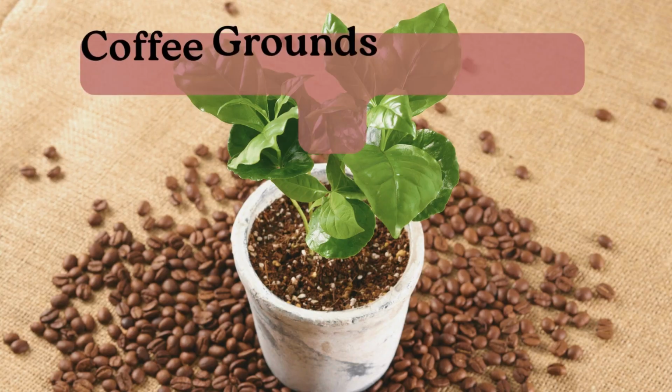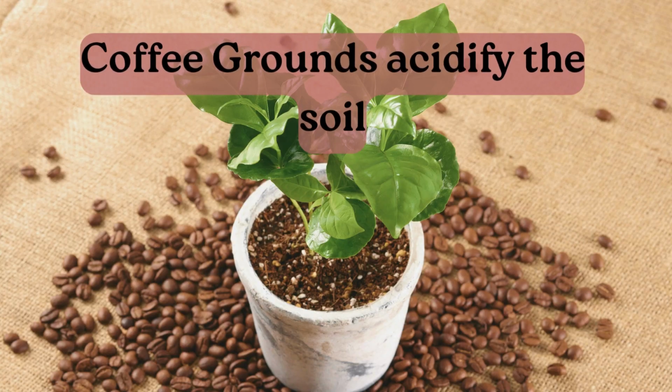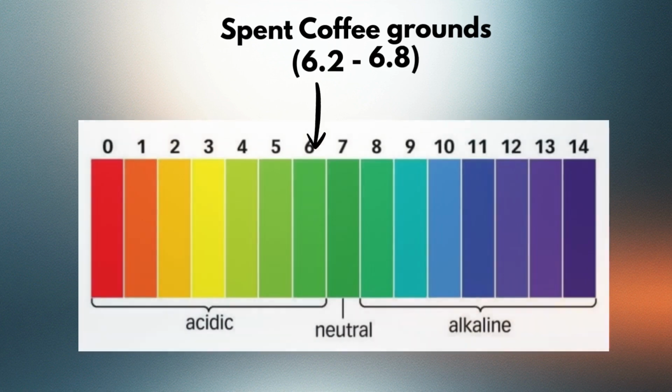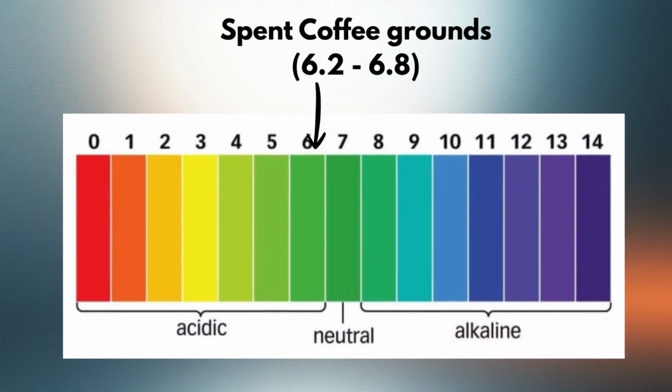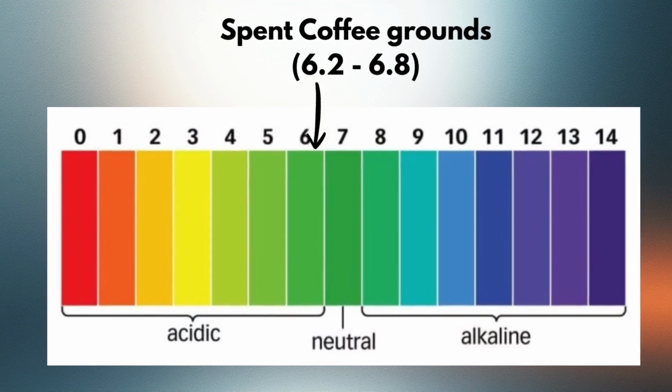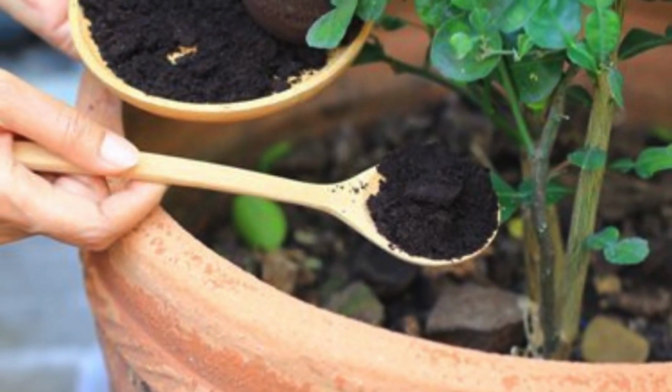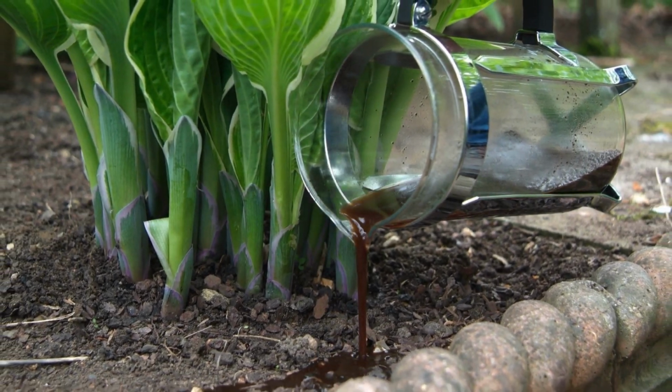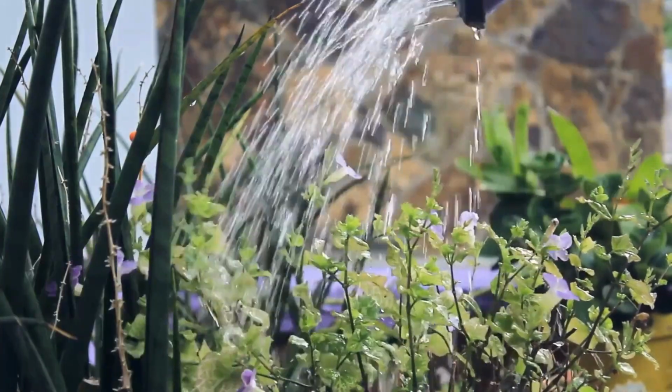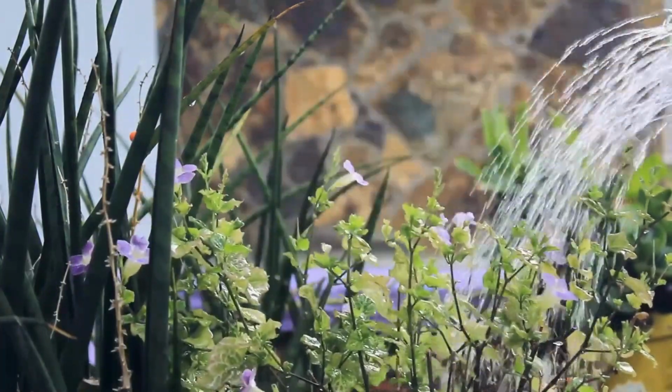So the first claim is that coffee grounds acidify the soil. Well, the pH of coffee grounds ranges between 6.2 and 6.8, which is slightly acidic. And when you add this to your soil, it's not going to change the pH of your soil, because when you water or when it rains, it's going to get leached out of your soil profile. There are many other ways to alter the soil pH, like adding sulfur.